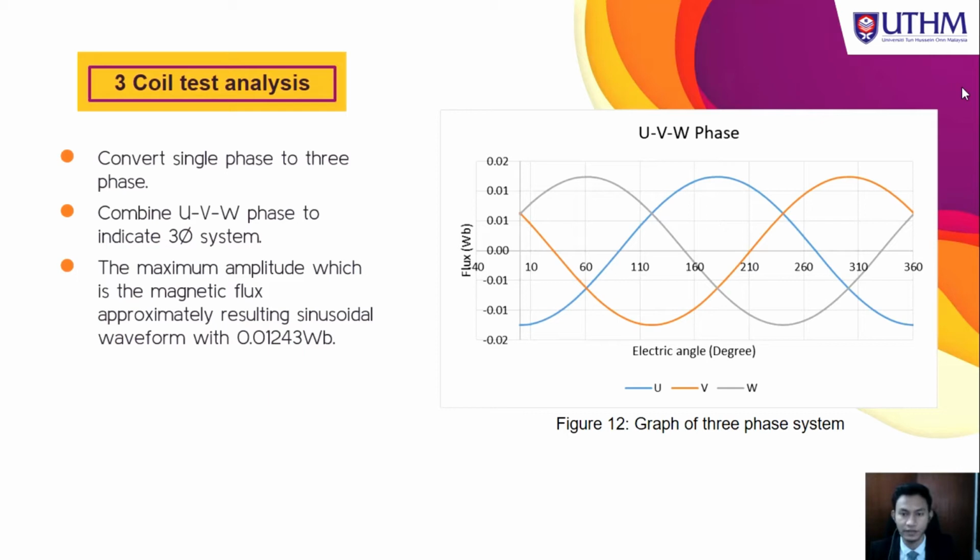Figure 12 shows the graph of the 3-phase system. Basically, in this graph I combined the UVW phases in one graph. This part is to convert the single phase to the 3-phase. The maximum value of the flux is 0.01243 Weber. So this is the graph for the final design.